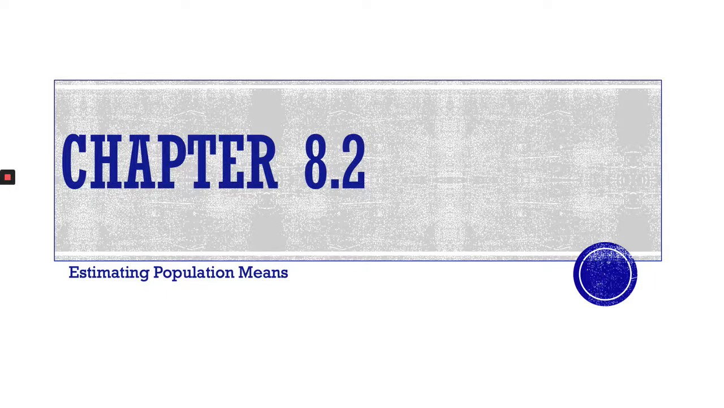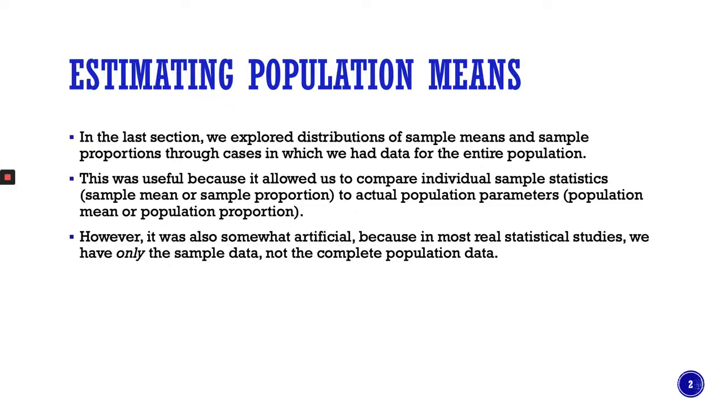to talk about estimating population means in statistics. So in the last section, we explored distributions of sample means and sample proportions through cases in which we had data for the entire population. This was useful because it allowed us to compare individual sample statistics to actual population parameters.